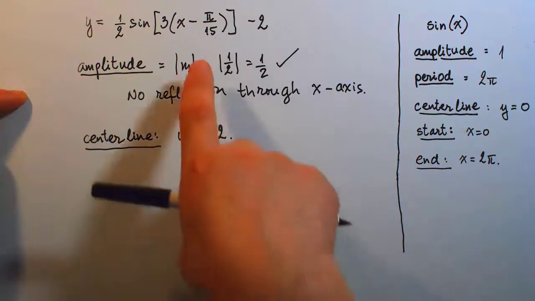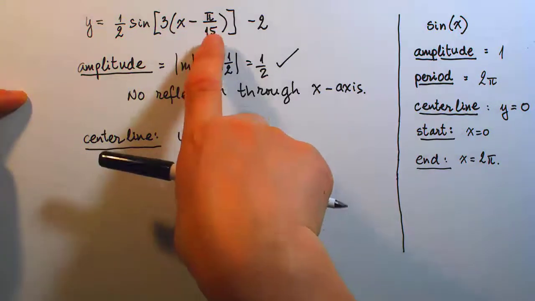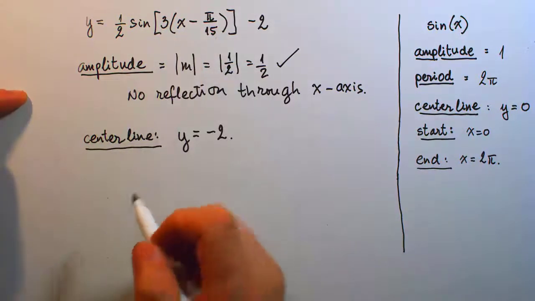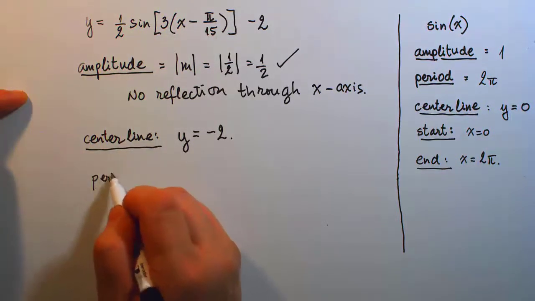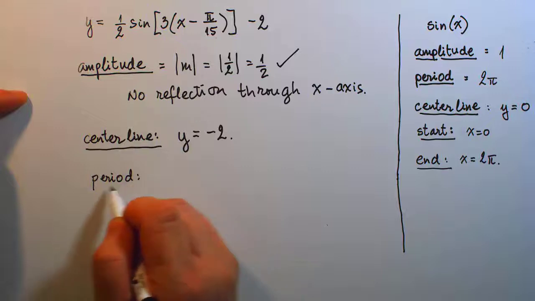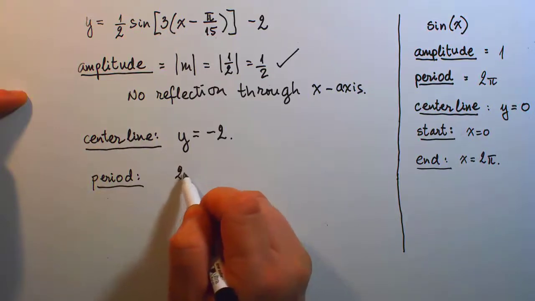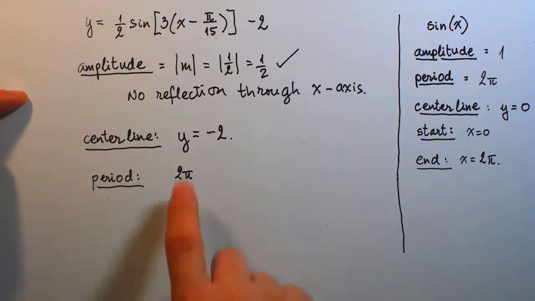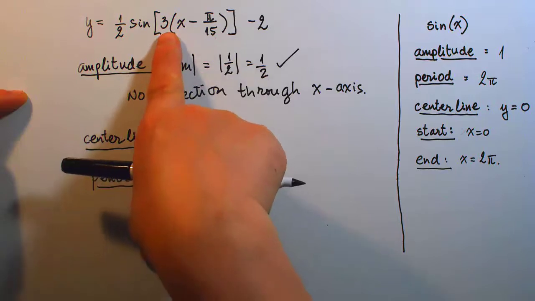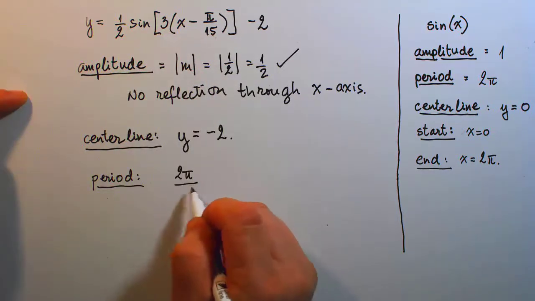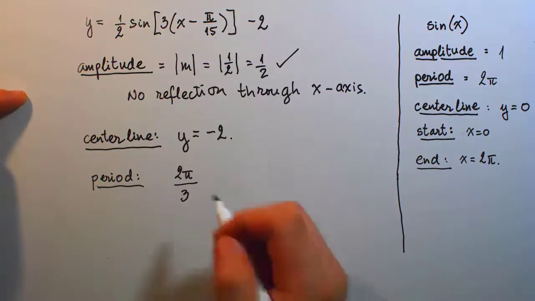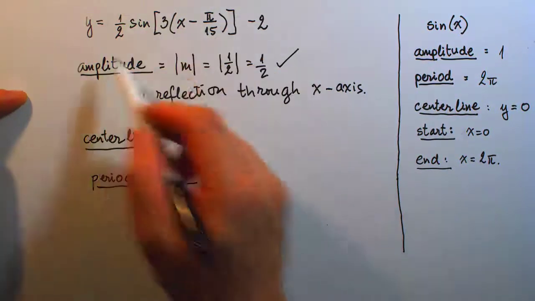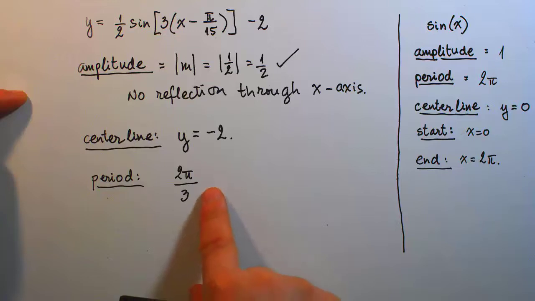And now let's look at this inside of the function here. So we're now going to have some period change. The standard period of the ordinary sine of x function is 2 pi. But due to that coefficient 3, we are going to divide by 3, and it was already a positive value, so we just divide by 3. So our final period for this function is expected to be 2 pi over 3.